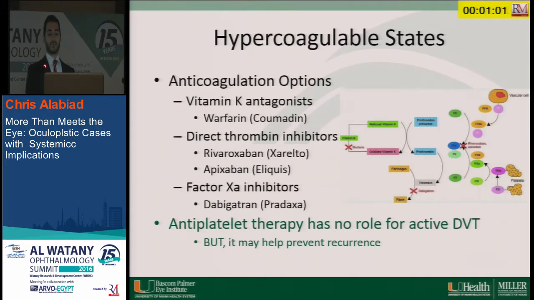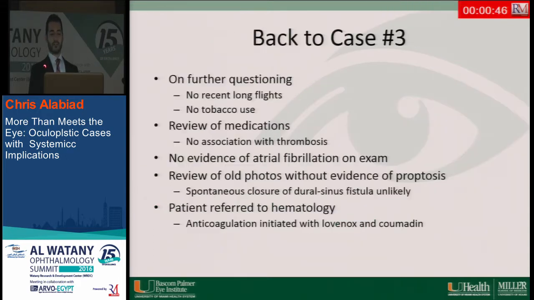Your options for treatment include anticoagulation with vitamin K antagonists like Coumadin, a direct thrombin inhibitor like Pradaxa, factor Xa inhibitors like Xarelto or Eliquis. Antiplatelet therapy, interestingly, doesn't have a role for active DVT, but may help prevent recurrence.